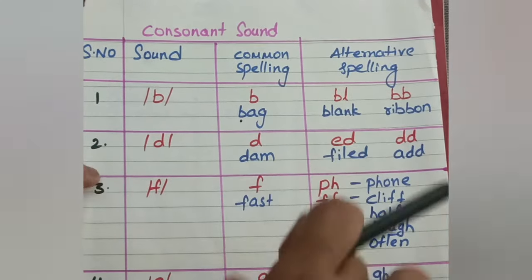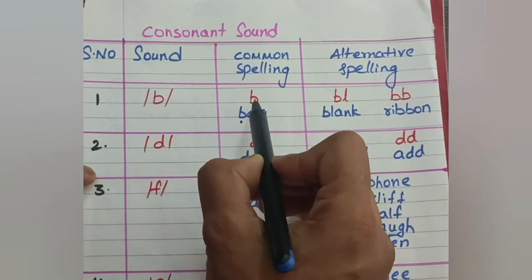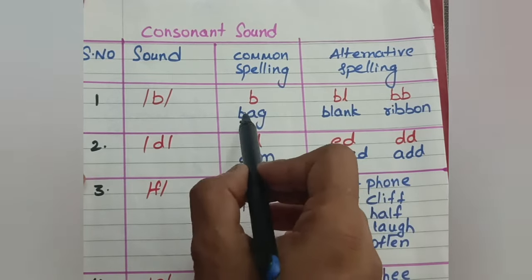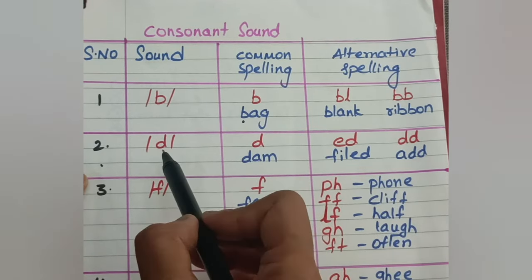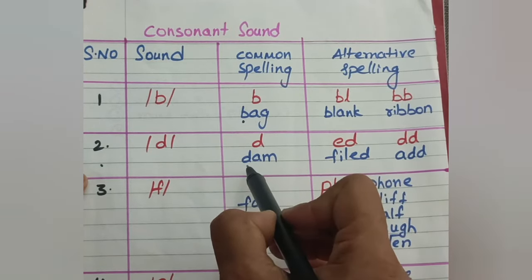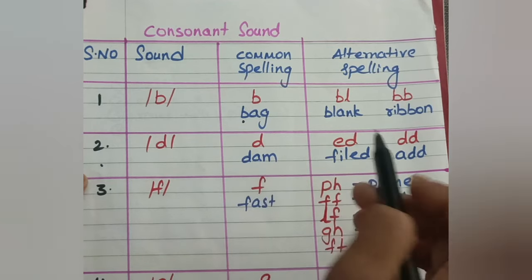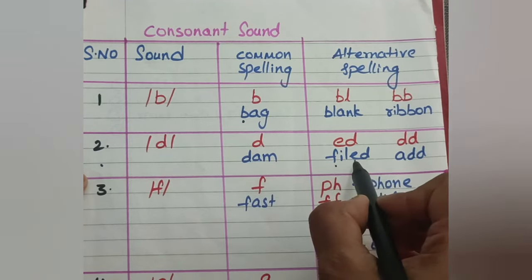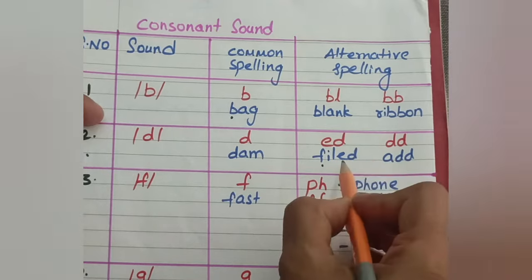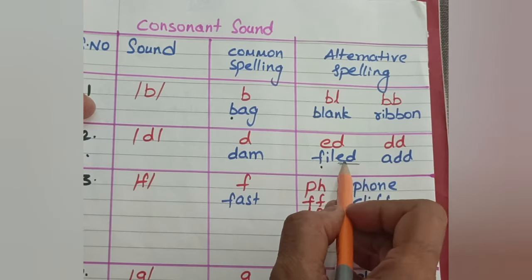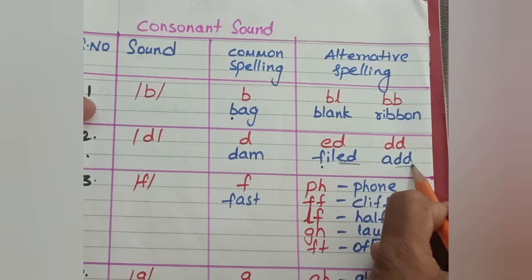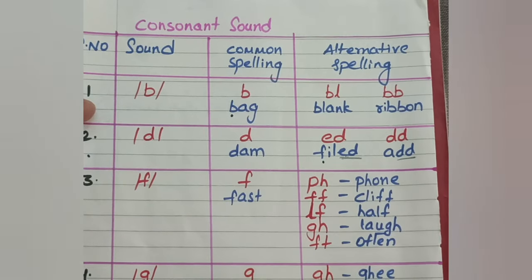In this column, you don't get into the letters. Here, this B means the sound of the particular letter. Next one is D. In dam, the D sound is D. And in the word filed, these two letters represent the sound of D. In the same way, in the word add, these two letters represent the sound D.